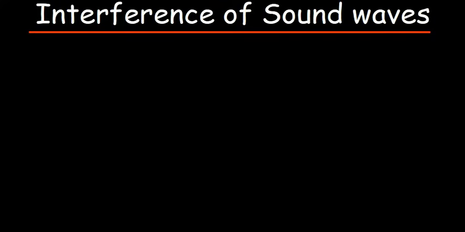In this tutorial, we are going to talk about the interference of sound waves. So what is the interference of sound waves? When two or more sound waves from different sources are present at the same time, they interact with each other to produce a new wave. So there is going to be an interference between those two waves.